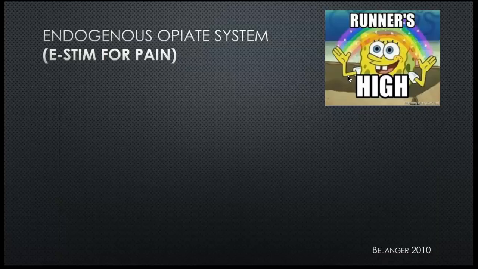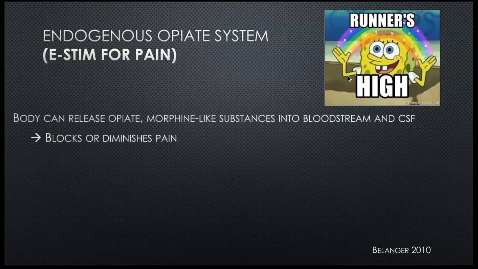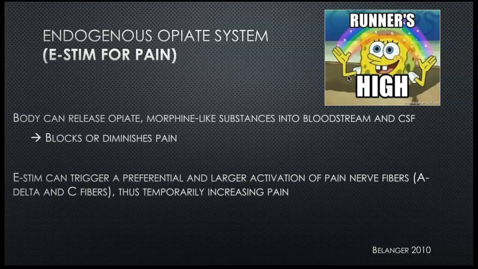The endogenous opiate theory is another theory as to why e-stim might reduce pain. Your body has natural opiates, opioids, in it. I know we all talk about opioids being terrible drugs, but you do have them in your body for controlling pain naturally. They are morphine-like substances in your blood and your cerebrospinal fluid, and they can block or diminish pain.